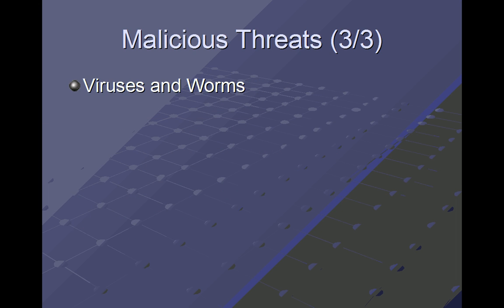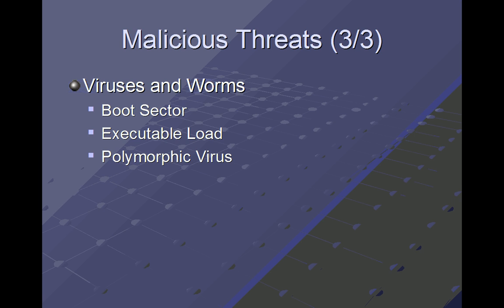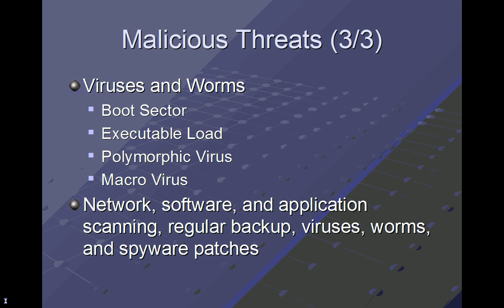And the third malicious threat is viruses and worms. This is also important because viruses and worms can make the system slow and crash, and also spyware can steal, especially on the class registration membership. According to network security, viruses can be divided into boot sector viruses, which occupy the boot of a floppy or hard disk and load themselves using the boot sequence, executable viruses that load when a program is started, polymorphic viruses that encrypt themselves to attempt to evade threat detection and destruction, and macro viruses that are embedded in programs such as word processors that we are not aware of. So we can avoid them by being aware of network software and application scanning. We can do regular backups, and also we can update patches for viruses, worms, and spyware.